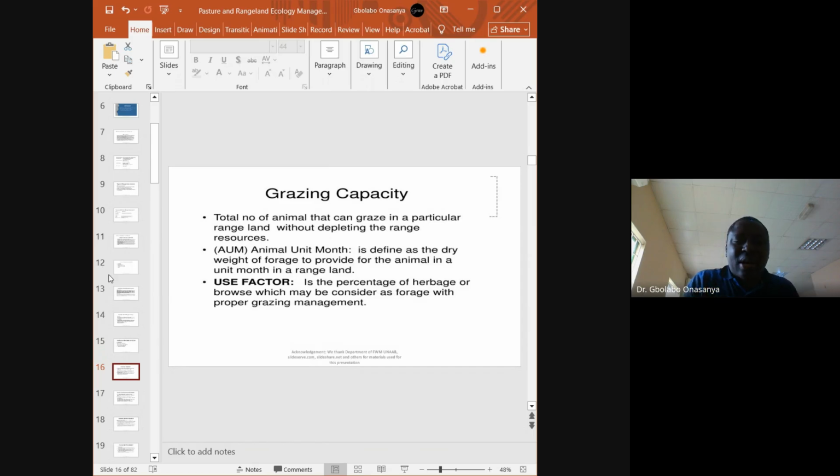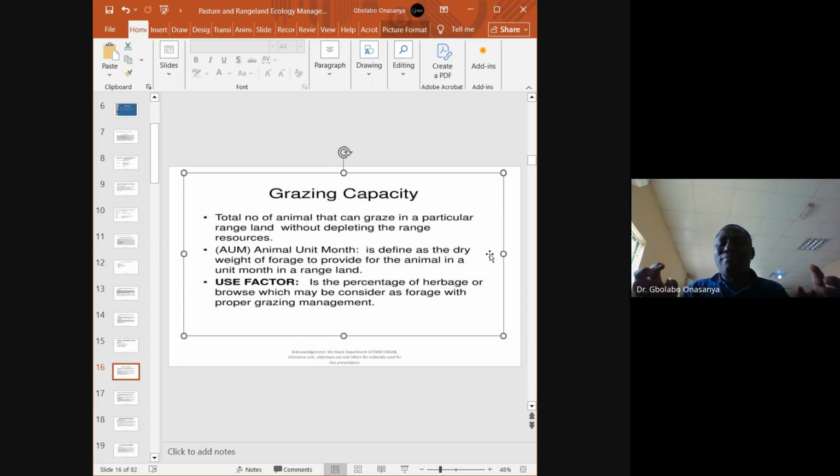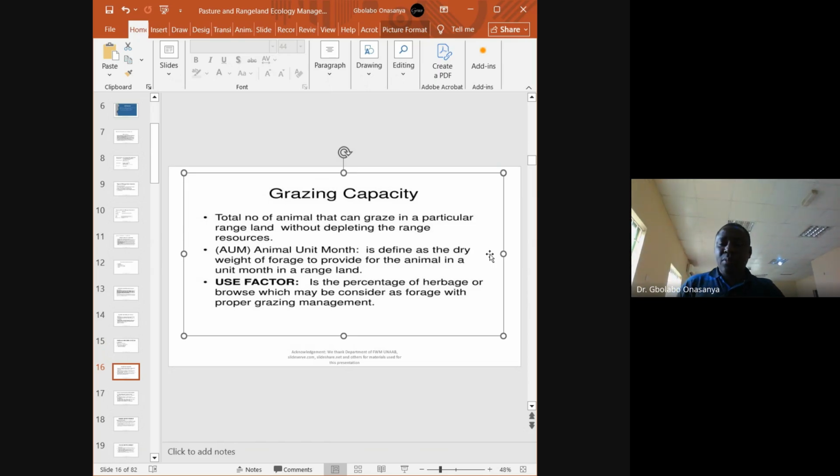Because the pasture capacity will enable us to have maximum optimal utilization. When we know the pasture capacity of our rangeland or pasture land, it will enable us to have optimum utilization of the resources in the rangeland or grassland, so that we will not overuse the resources in our rangeland and our pasture land.